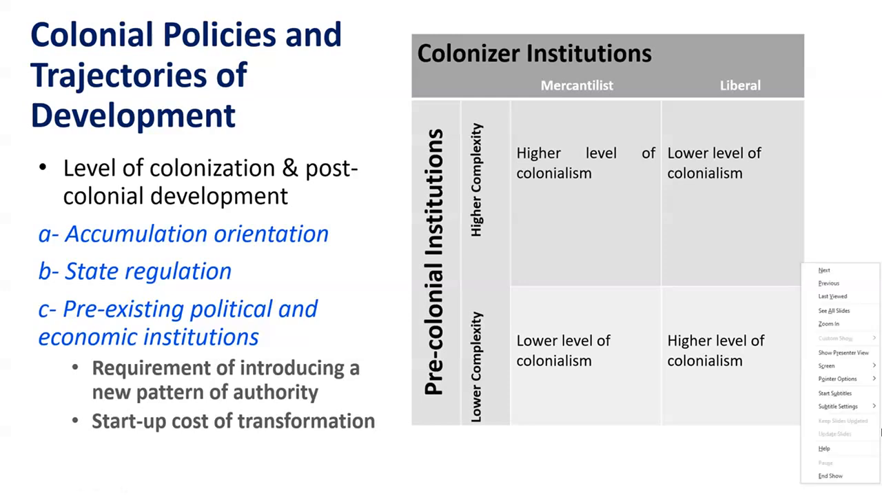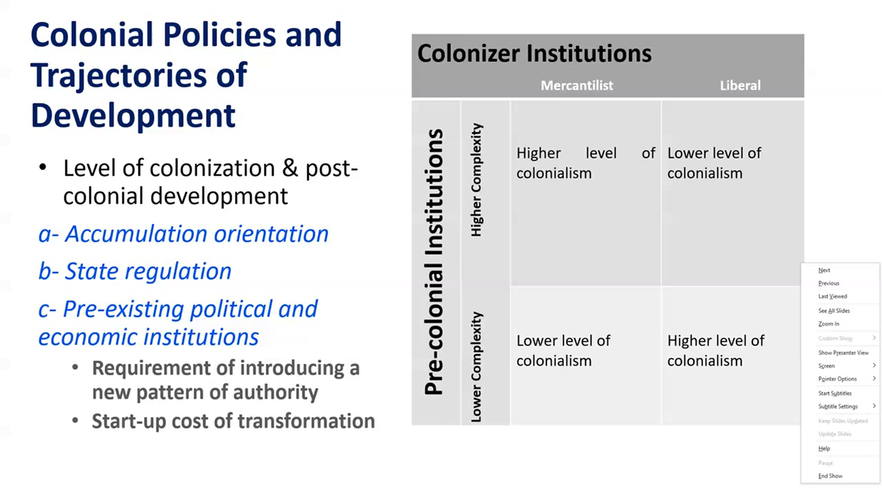So you see here, mercantilist and higher complexity, so this is a higher level of colonization. And you know why, right? They need pre-existing institutional settings to work within, instead of establishing them from scratch. For the liberals, in countries with higher complexities, they prefer to have a lower level of colonization.